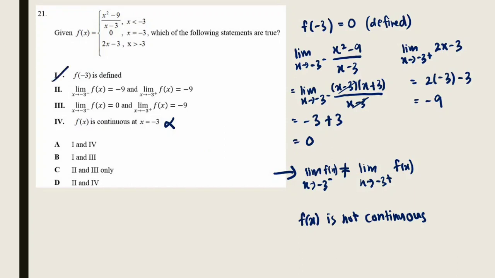So f of -3 is defined, that is correct. The limit for f(x), x approaching -3 from the left, is equal to 0 over here. So that is the third statement. The second statement is not right already. And the limit of -3 from the right is given by -9. So we have that the first and the third statements are correct. So the answer here is B.